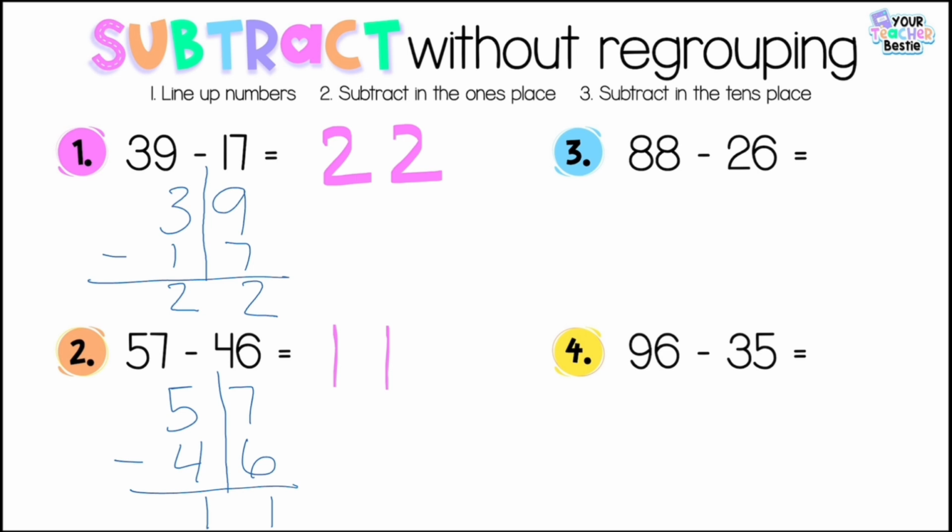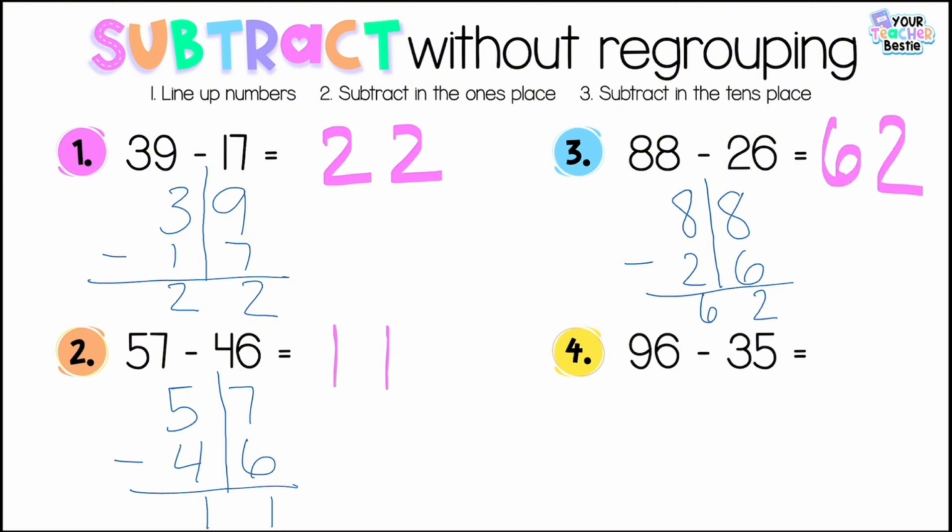All right, besties, number 3. We have 88 minus 26. So step number 1 is to line up our numbers using their place value. Okay, and step number 2, subtract in the ones place. What's 8 ones minus 6 ones? 2 ones, great job. And then step 3 is subtract in the tens place. What's 8 tens minus 2 tens? 6 tens, giving me a difference of 62.